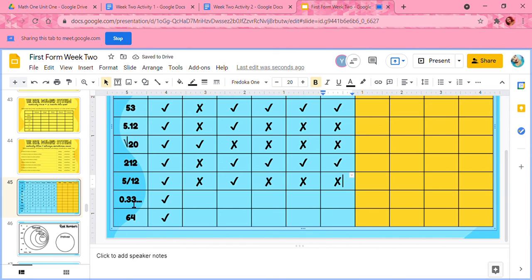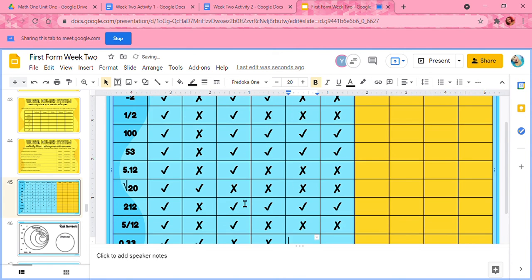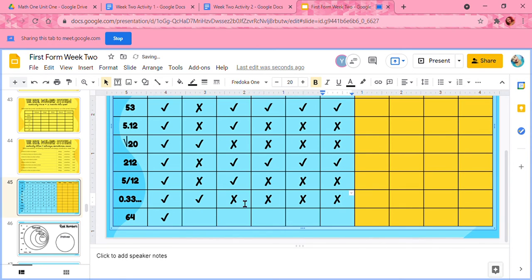Now, 0.33333, never ending. It's irrational, miss. Very good. So now, because it is irrational, what does it mean for the other ones? They are not. So for all of these, we're going to have an X because it cannot be any of them. Alright? The last one now.